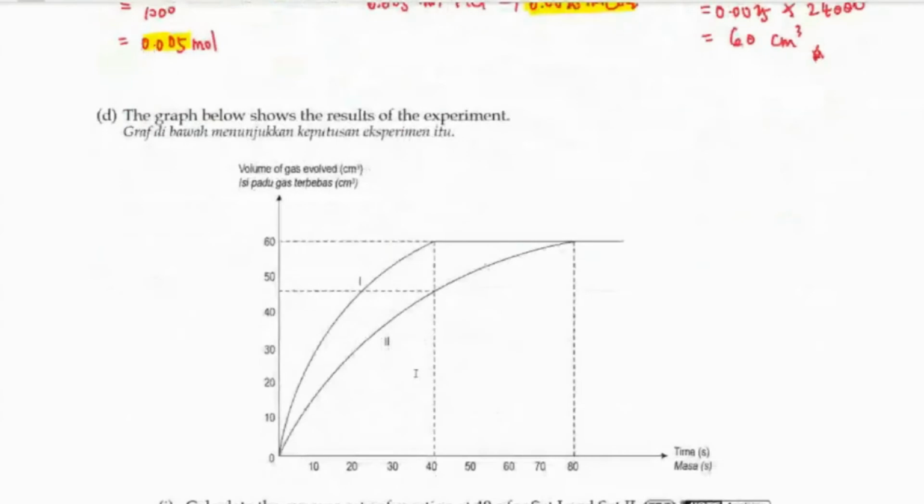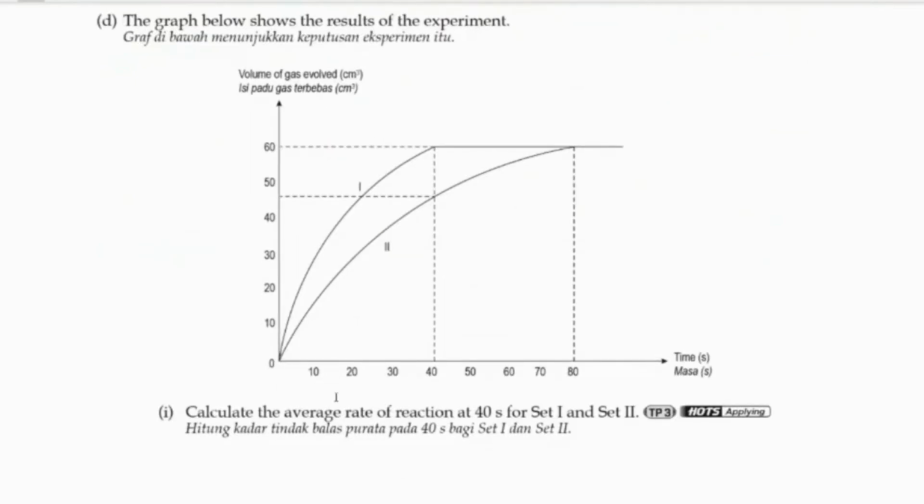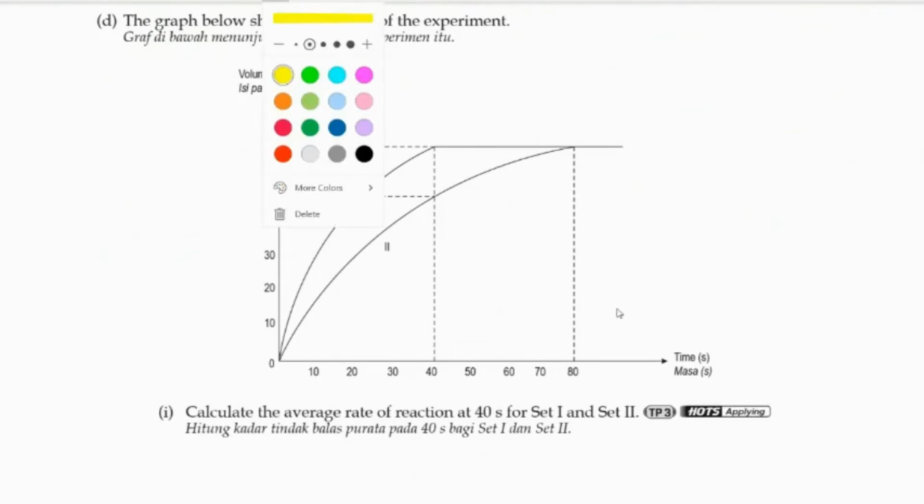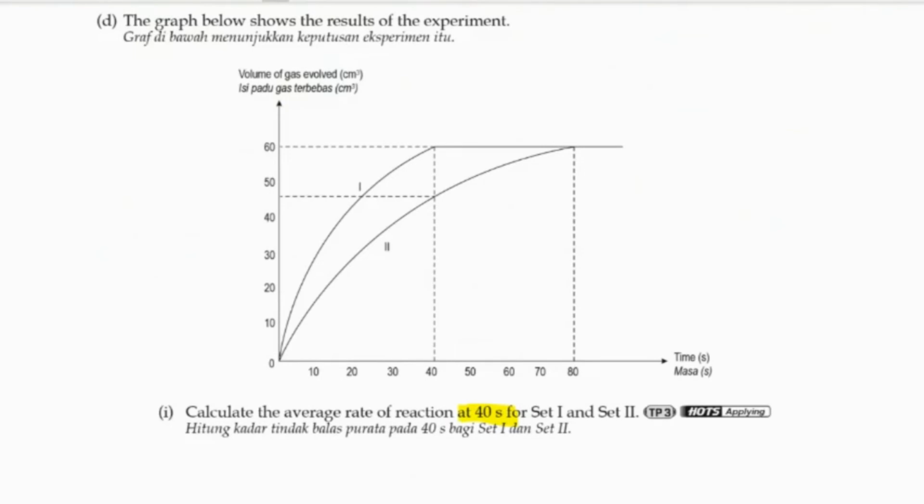And now we look into this graph. Volume of gas evolved in the time, set 1 and set 2. Now, can you calculate the average rate of reaction at 40 seconds for set 1 and set 2? For me, I think this question got problem. Why? Because I mentioned last week already, at 40 seconds, this is an instantaneous rate. So actually, you cannot calculate directly from the graph like this.